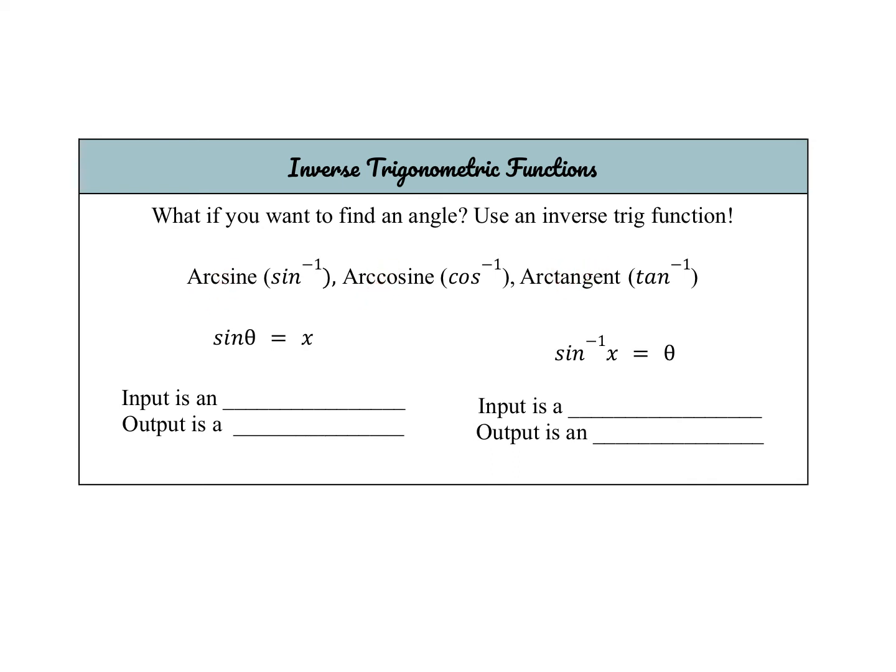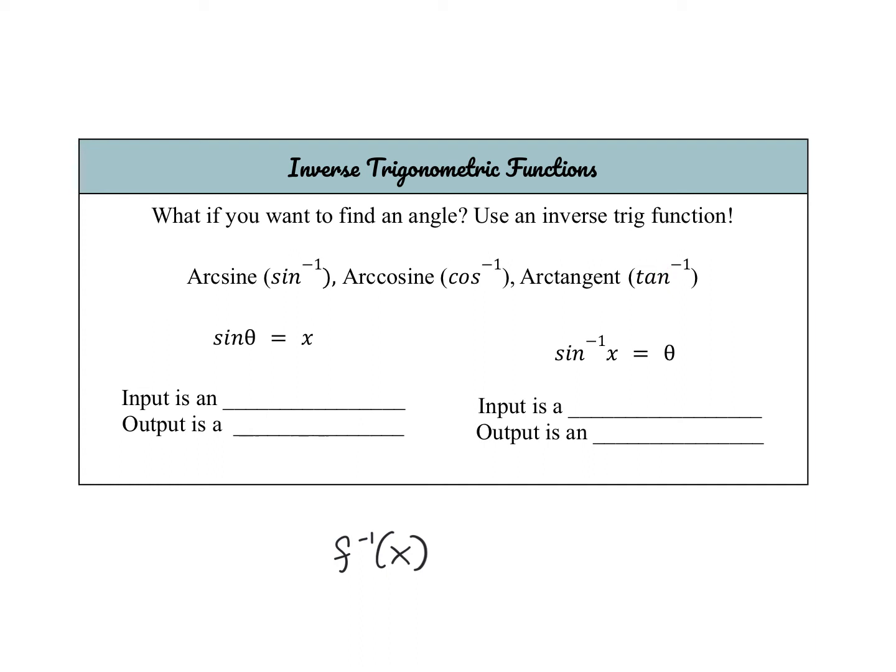And the way that we denote our inverse trig functions is with this little inverse symbol. So remember, we've done inverses in the past, and the way you denote an inverse function is like this. This does not mean sine to the power of -1. It means the inverse of sine, which is arcsine. This means the inverse of cosine, which is arccosine, and this is inverse of tangent, which is arctangent.